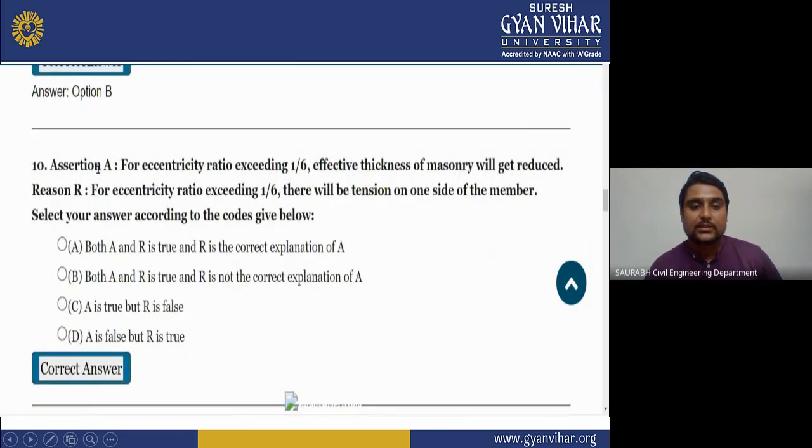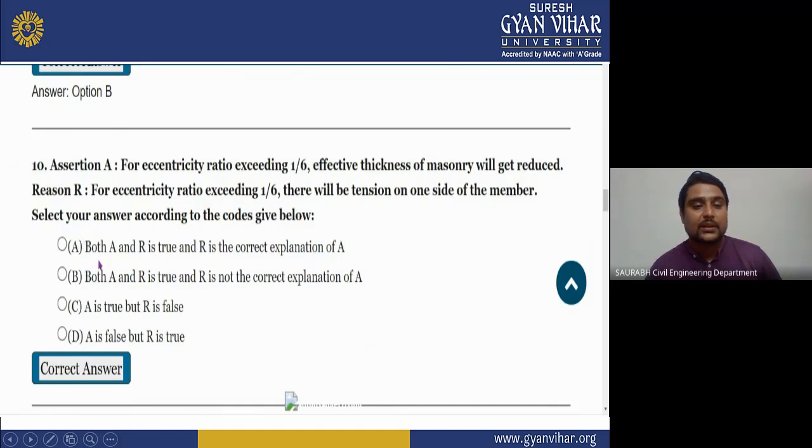Come on, the last question, which is given here. It is also a good type of question, for eccentricity. Assertion is given here: for eccentricity ratio exceeding 1/6, the effective thickness of the masonry wall will get reduced. Reason is also given: for eccentricity ratio exceeding 1 by 6, there will be tension on one side of the member. Select your right answer according to the code given below.